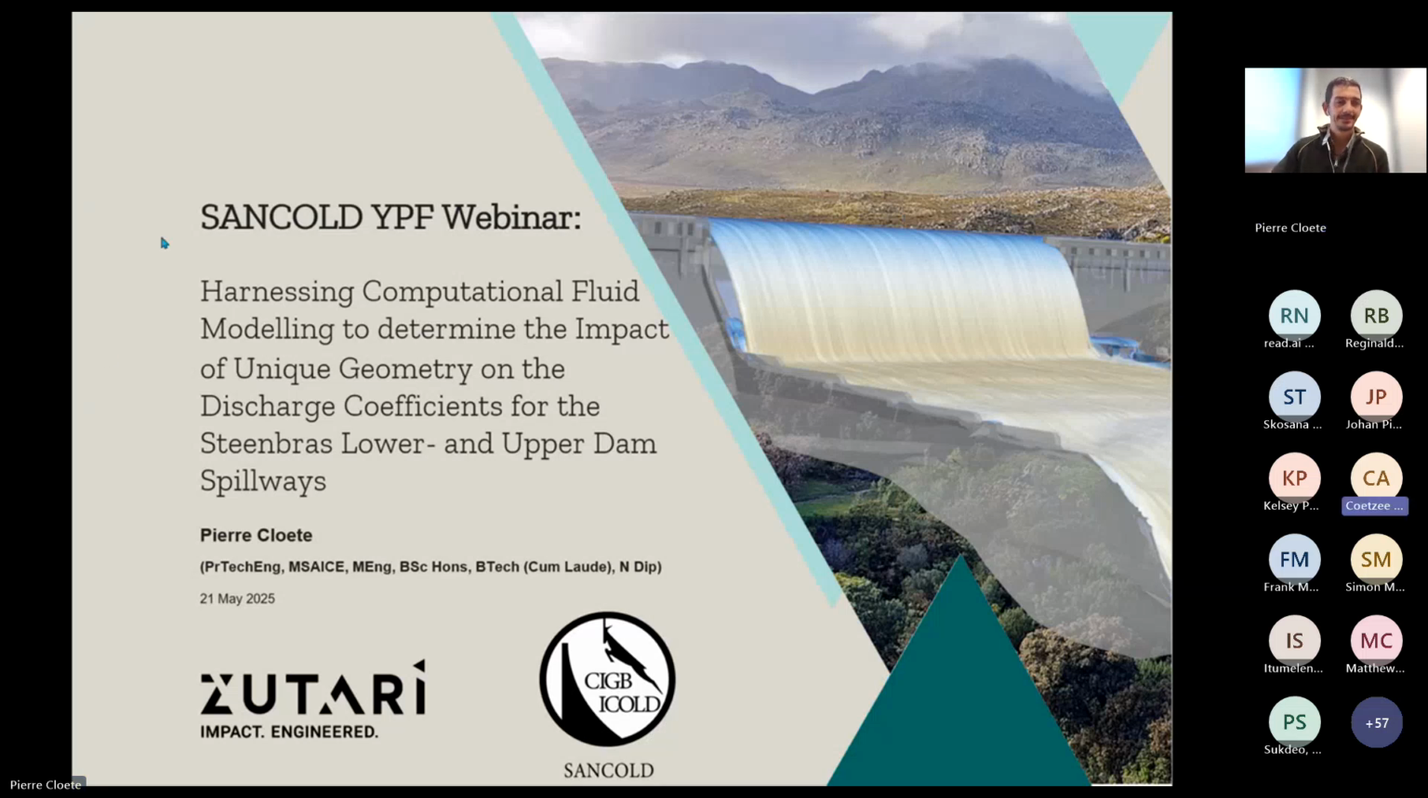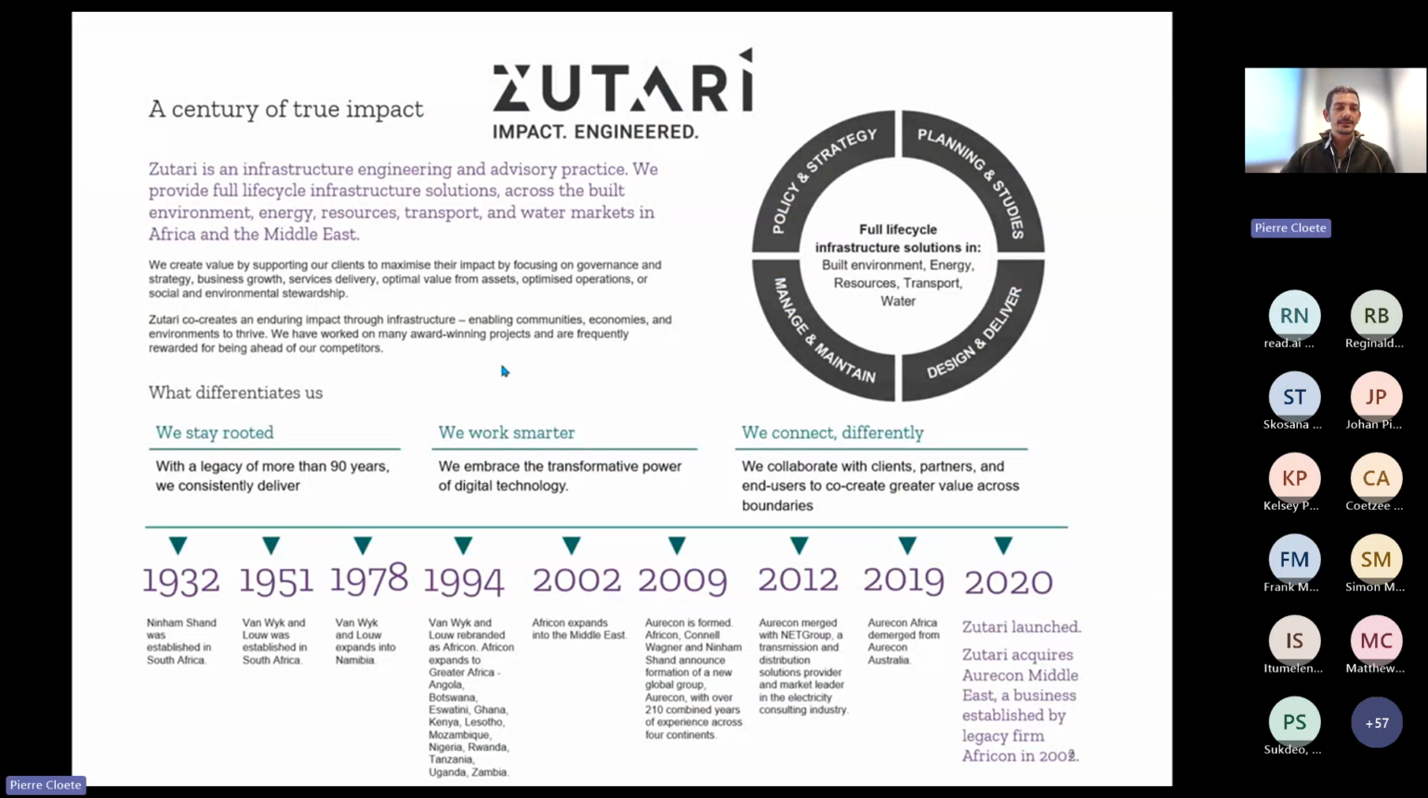Yes, everything's good. Perfect. Okay, as Ashley just mentioned, what the study entailed was basically using computational fluid dynamic modeling to determine the impact of unique geometry encountered with the Steenbras lower and upper dam spillways. But we'll get to that in a second.